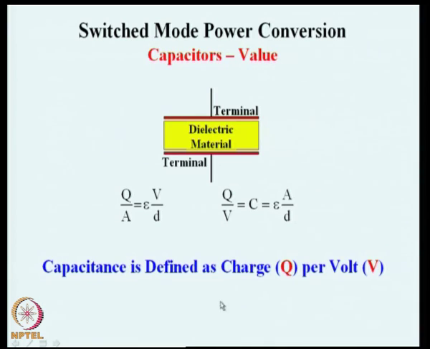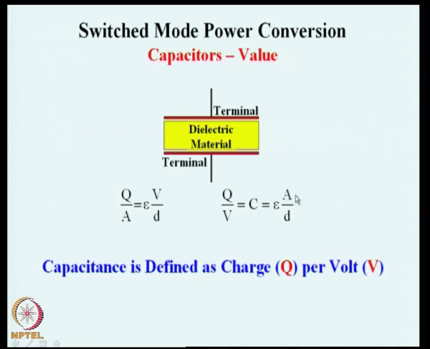Capacitance is defined as charge per volt in an electrical circuit configuration. It is the amount of charge that can be held in relation to the voltage that is built up on the capacitor. Charge per volt is the definition of capacitance, and this is also related through the dimensions of the capacitor and the property of the dielectric material.